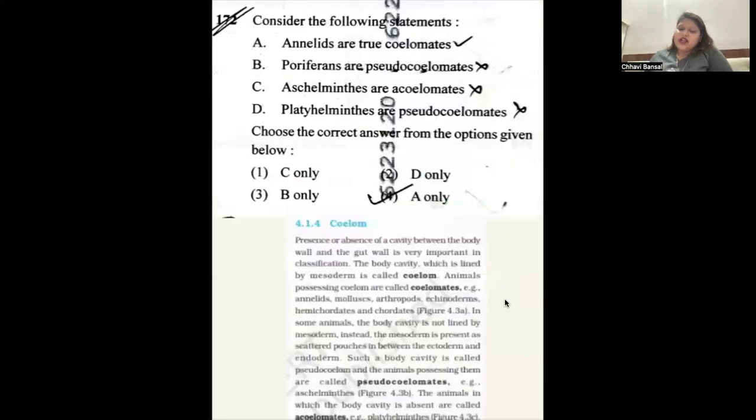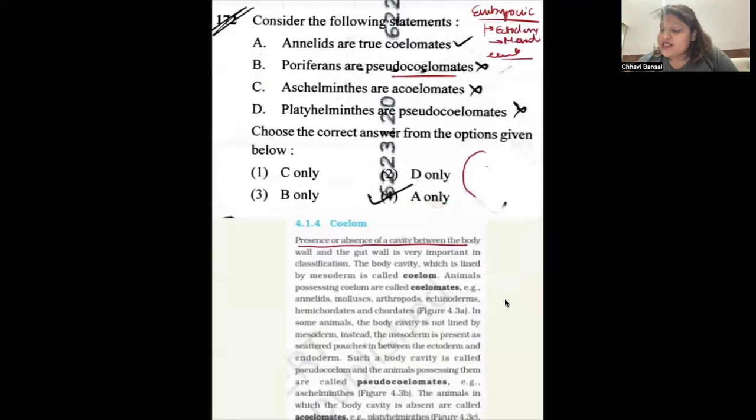Next, this question is taken from Animal Kingdom, where they are talking about the coelom. Now, what is coelom? During the embryonic development, there are 3 layers, right? Ectoderm, mesoderm, and endoderm. You can read here also presence or absence of a cavity. So this cavity has to be present between the ectoderm and the endoderm, and it has to be lined with the mesoderm. Then it is called as coelom, right?